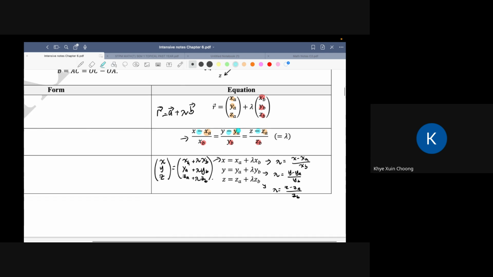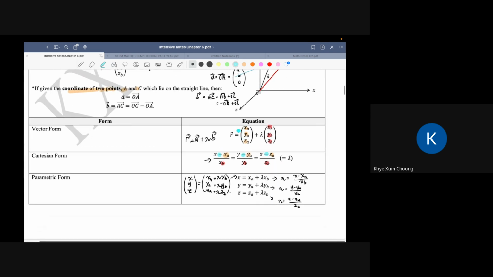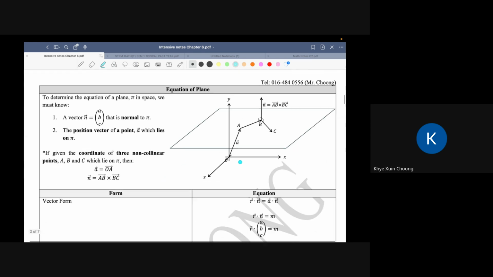Okay, so what you need to know is how to interchange between those forms. This is the basic thing you need to know, and you need to know how to read out the position vector and how to read out the direction vector. Okay, let us proceed to the plane.